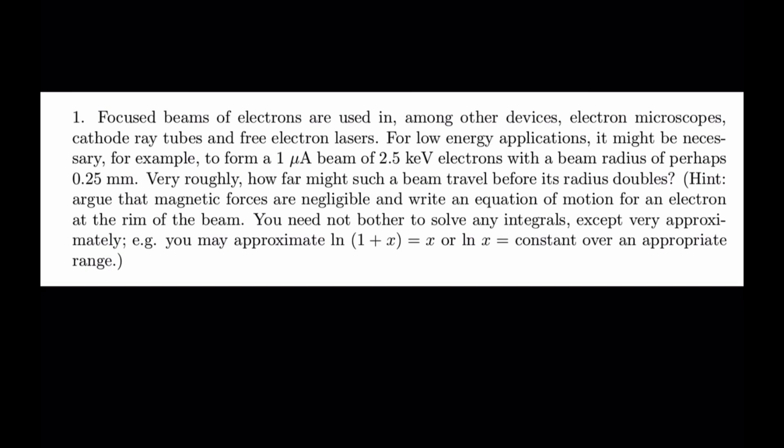So the hint that we're given is that we can argue that magnetic forces are negligible and write an equation for the electron at the rim of the beam instead of, for example, a collision electron. Another hint is that we don't need to solve any really big integrals except really approximately. So if we're given a natural log, then we can set it to 1 plus x or x minus 1. All right, so let's jump right into it.